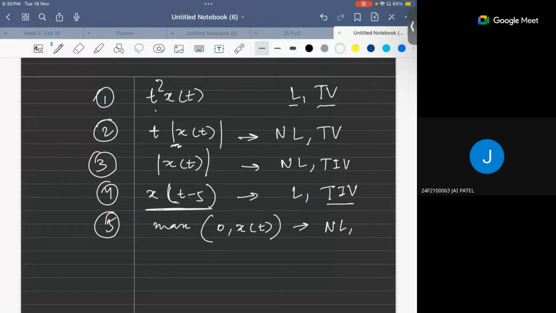Okay. What about this maximum? You are doing some operation on x(t), so that will make the system non-linear. What about time invariant? Time invariant. Anybody has any doubt in this 5?